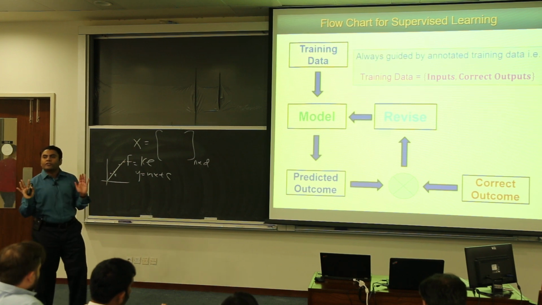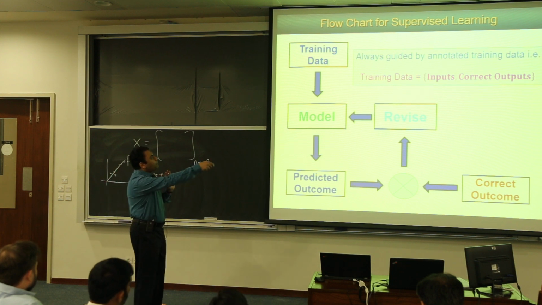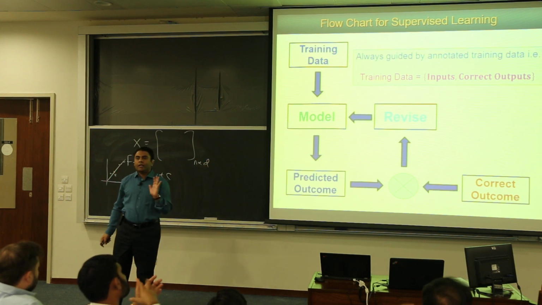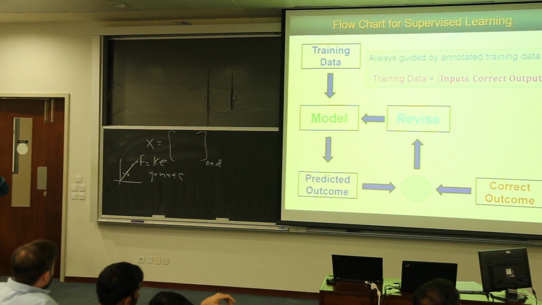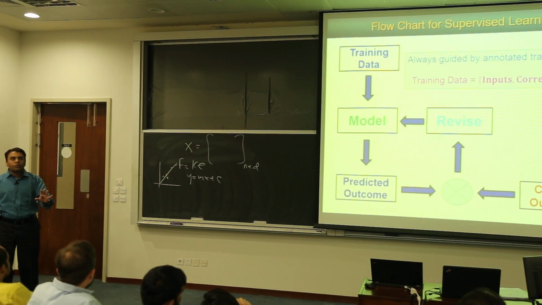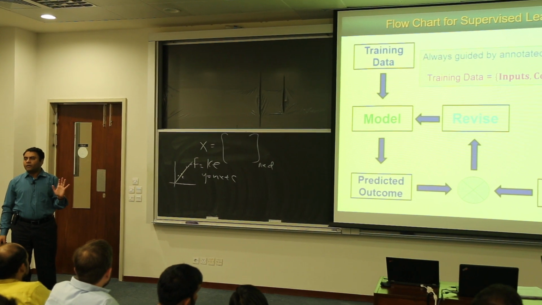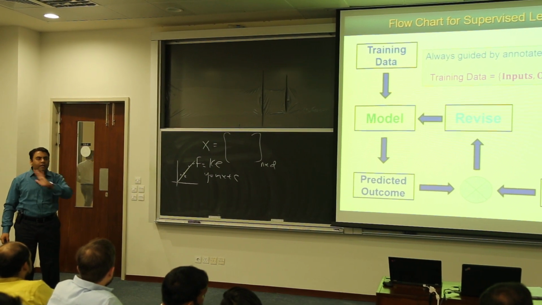So this is what we call supervised learning. I have a completely annotated training data. Every training point has an outcome assigned to it. It's an expert outcome, it's a ground truth, it's a gold standard that we have. So all our data points are perfectly labeled.